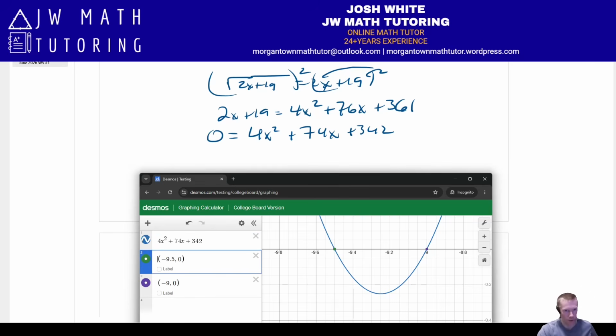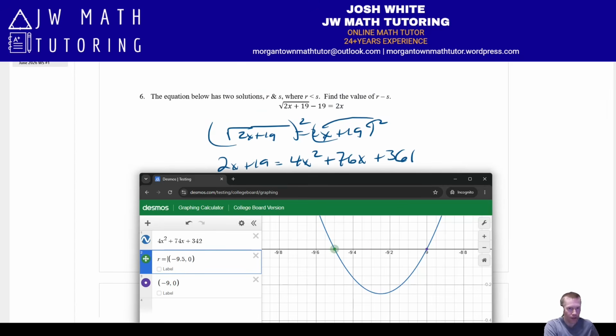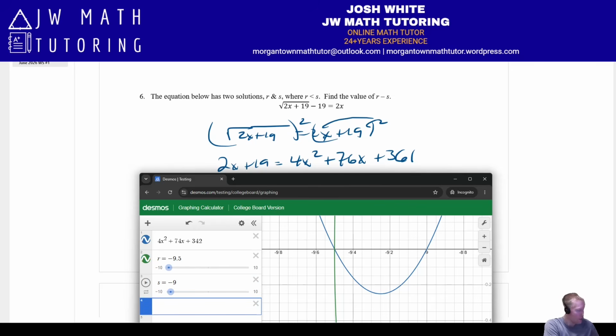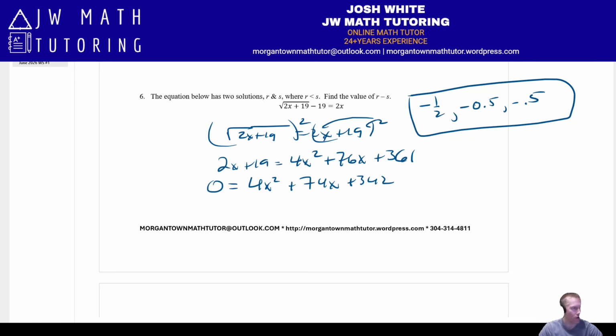Okay, so the smaller one is r, because it said in the original problem r is less than s. So r is equal to this number, and then s is equal to this number. It's technically the larger number. And now what is r minus s? It is negative 0.5 or negative 1/2. So you could enter it as negative 1/2, or you could enter it as negative 0.5 like this. All of these would be considered correct.